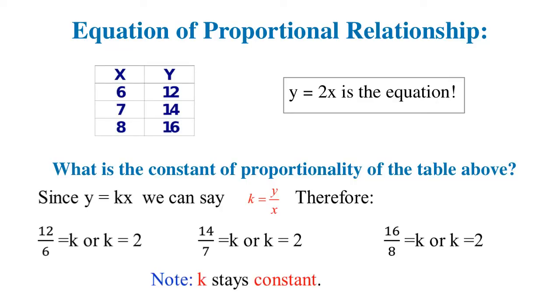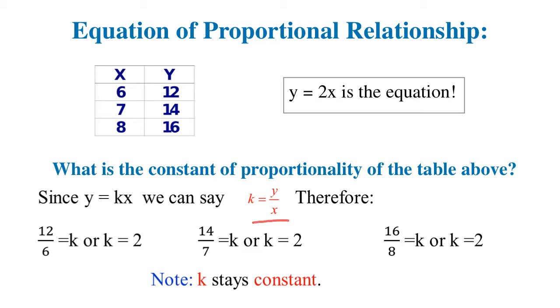So let's look at this equation of proportional relationship. We have a table here that says x and y. When x is 6, y is 12. When x is 7, y is 14. When x is 8, y is 16. What is the constant of proportionality? Because that's what we have to find first, from the table above.